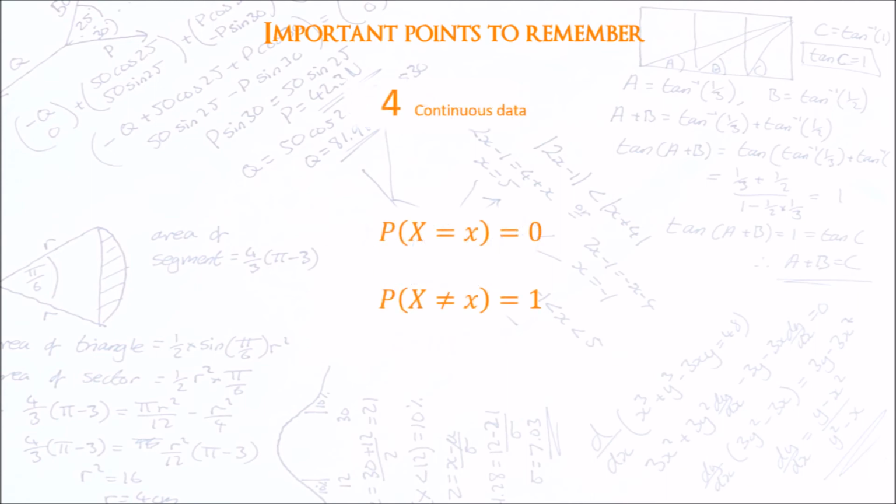Point 4 is the continuous data. Remember that normal distribution is continuous data, and what this means is the probability that x is equal to any given value is always 0. It's so negligibly small that we count it as 0. And they like asking this. They like saying, write down the probability that x is equal to something, and the answer for a normal distribution is 0. And similarly, if you find out the probability that x is not equal to that value, well, it's going to be 1 or 100%.